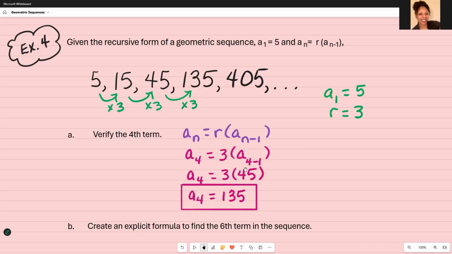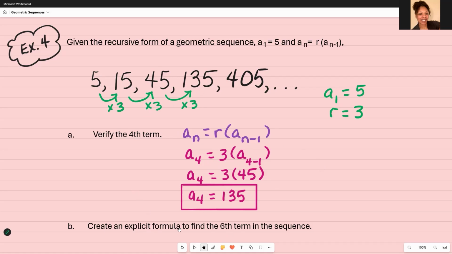So 3 times 45. 45 came from me substituting in 4 minus 1, which means A sub 3. That's the third term. 1, 2, 3. That's where the 45 is coming from. 45 times 3 is in fact 135. So A sub 4, 4 meaning the fourth term, should be 135, and that is true.